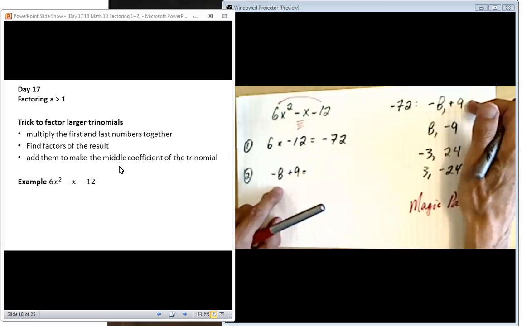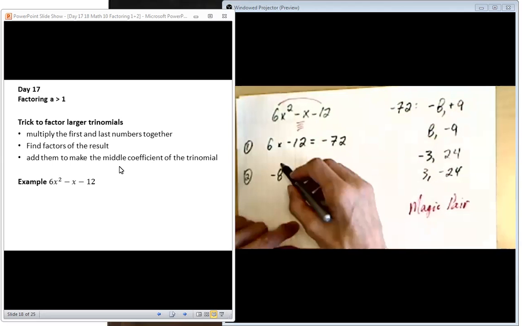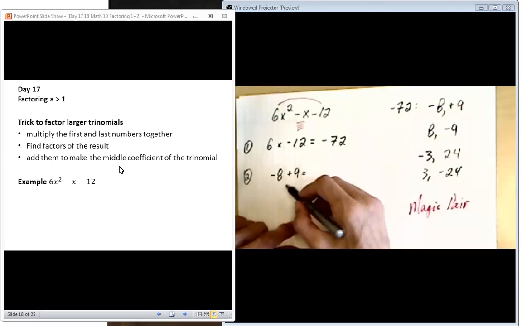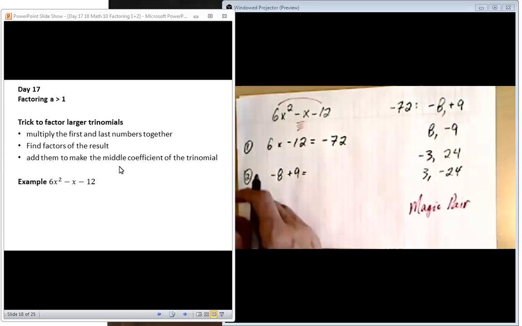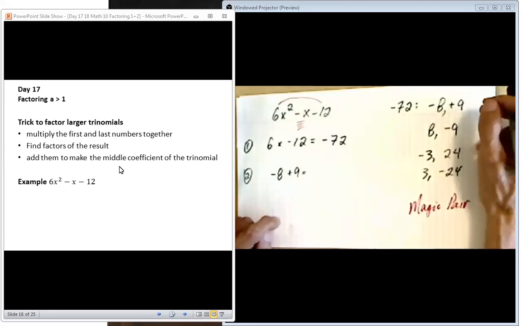No, not times, plus. Good question. If you were multiplying, there would be brackets and things like that there. If they're just written like this, then it's adding or subtracting. Very important question.